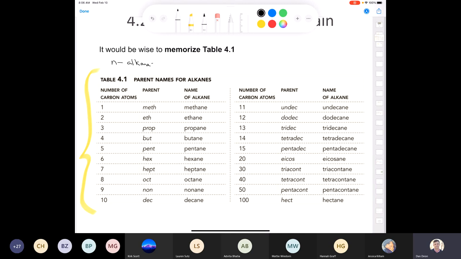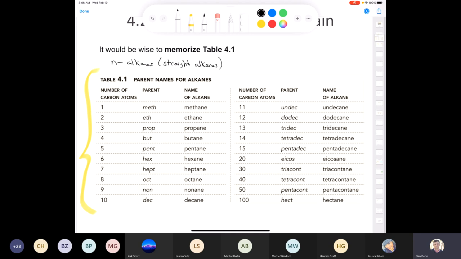So n-alkanes, which just means they're linear. That just means normal alkanes or straight alkanes. We'll just put here straight alkanes. Because, of course, an alkane can have branching. But they start with 1 through to 10 carbons, so you need to memorize it.